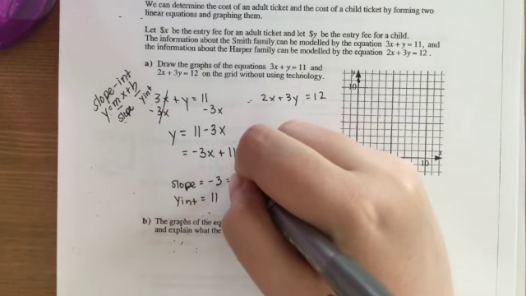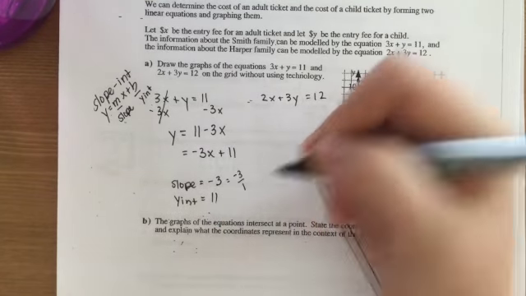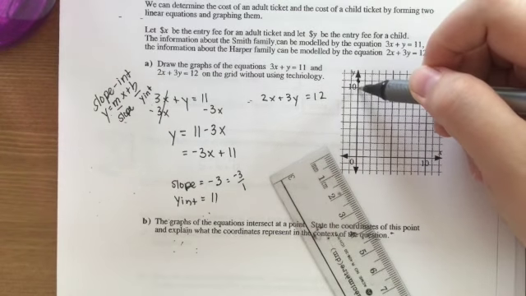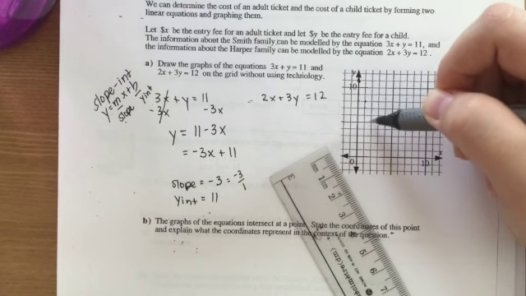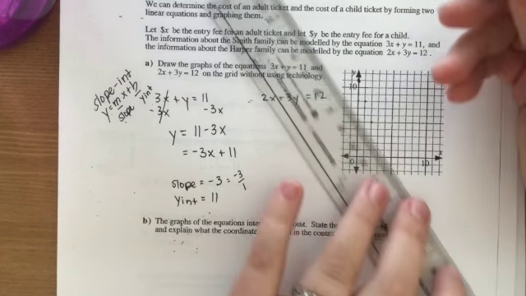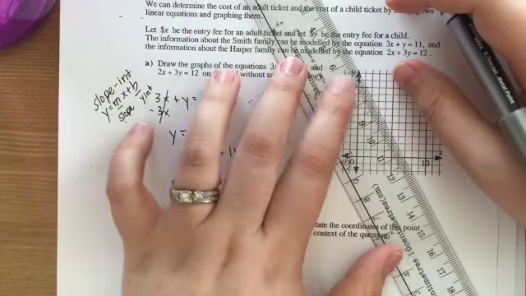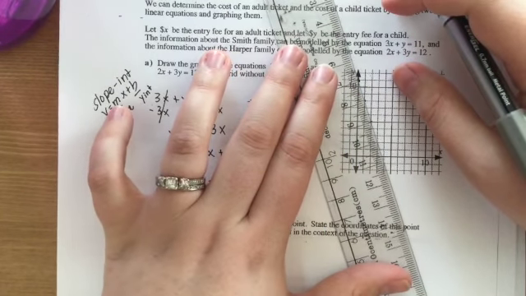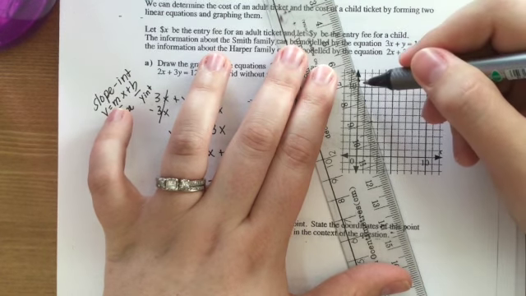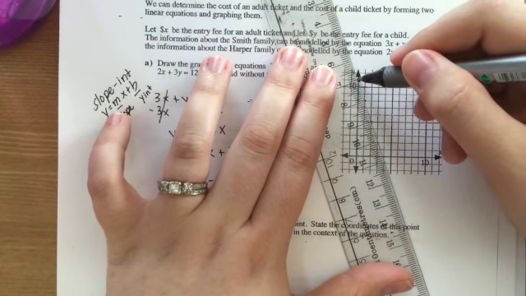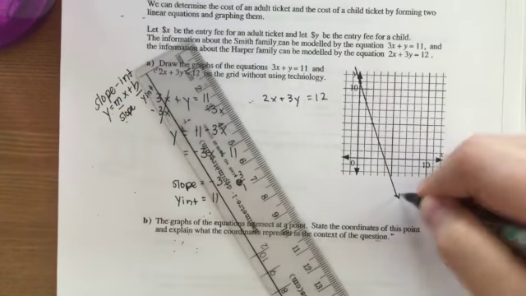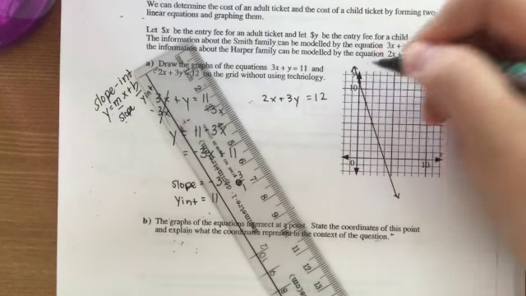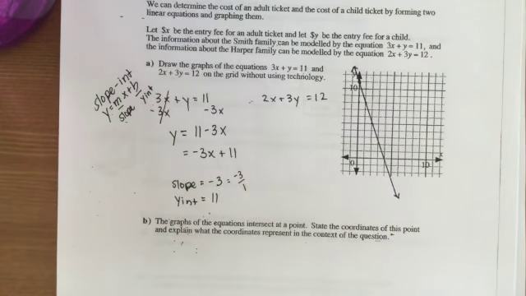Okay, that must be like -3 over 1. So I'm going to go down 3 and over 1. I'm just going to put a little dot there. Down 3 over 1 until I can see enough of this that I could maybe take a ruler and draw it. Okay. So there's my first graph. Y-intercept at 11, slope of -3.